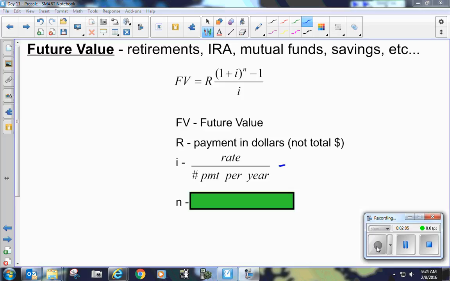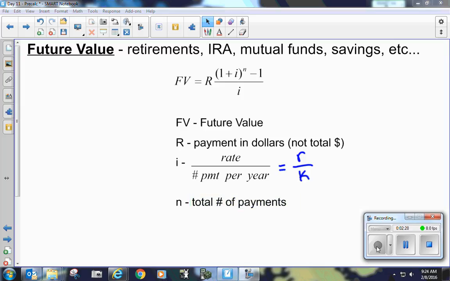And what do we say? We were familiar with those two variables. It was a lowercase r over k. Because k was quarterly, it was 4 times a year. K was monthly, it was 12 times a year. So, nothing new. And n: who remembers what n was for present value? It was the total number of payments. So nothing changes with the variables.